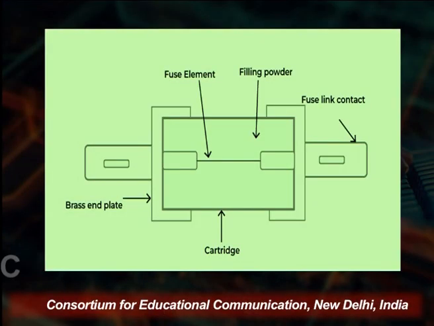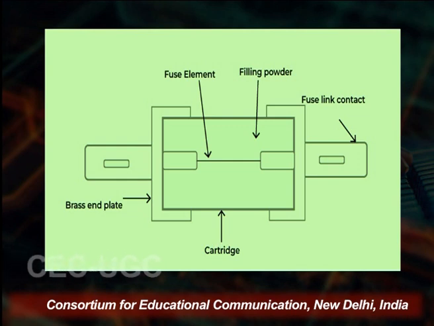You see on the screen that this is one type of the cartridge high rupturing high voltage fuse. You see on both sides we have the caps, and between them it is filled with the cartridge. We have the terminal, and this terminal is connected with the wire, and on both sides we have a cap. That is the cap which we are using.